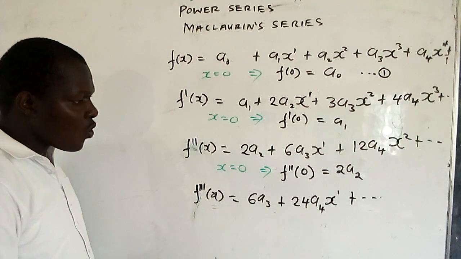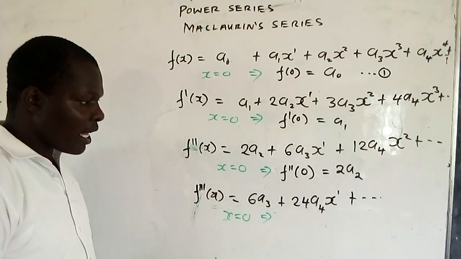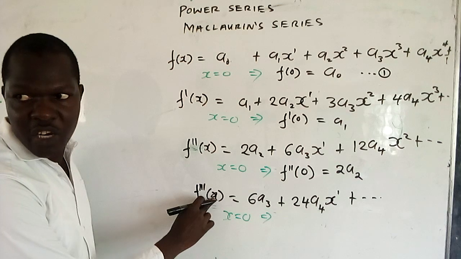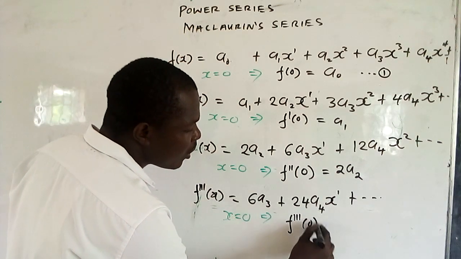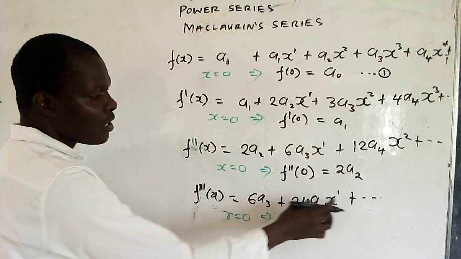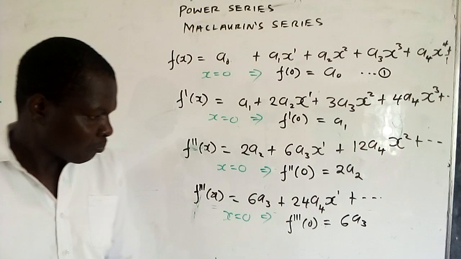So at that point you go again, when x is 0, it implies what? F triple prime of 0, isn't it? Where there is x, you put 0. F triple prime of 0 is equal to 6a₃. Are we together? Yes.